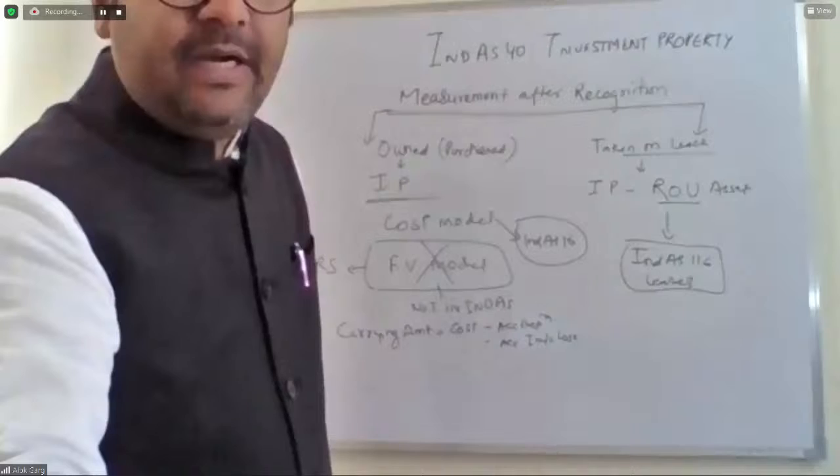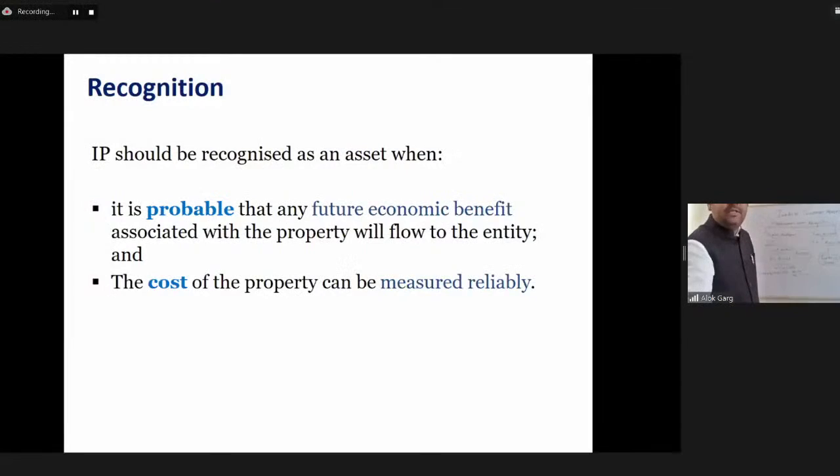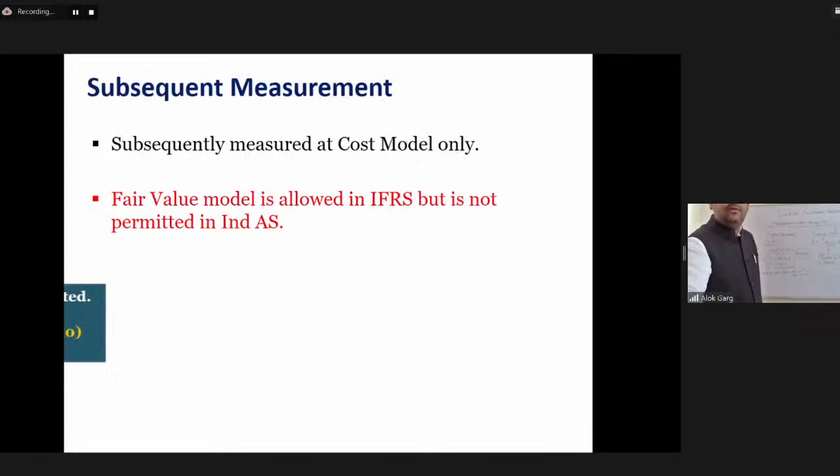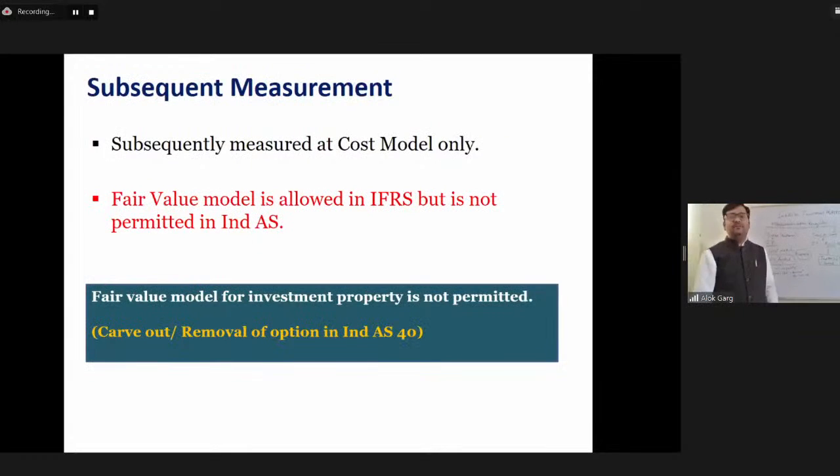So I'm moving on to my PowerPoint presentation. I hope it is visible to you guys. Subsequent measurement we discussed: subsequently measured at cost model only. The fair value model is allowed in IFRS, but it is not permitted in IndAS. So the fair value model for investment property is not permitted. We have taken a carve out, or removal of option, in IndAS 40.